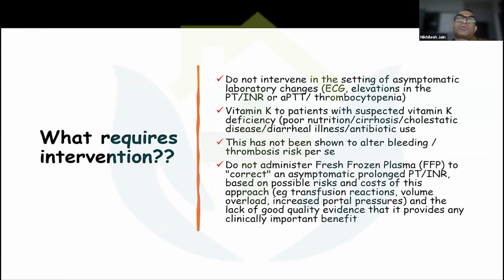Where do you intervene? Do not intervene in the setting of asymptomatic lab change. This could include innocuous elevations in PT-INR or APTT or thrombocytopenia. Go ahead and give vitamin K to patients who have got suspected vitamin K deficiency. This could be subsets who have poor nutrition, cirrhosis, cholestatic disease, diarrheal illness, or prior antibiotic use. Having said that, this does not alter the bleeding or thrombosis risk per se.